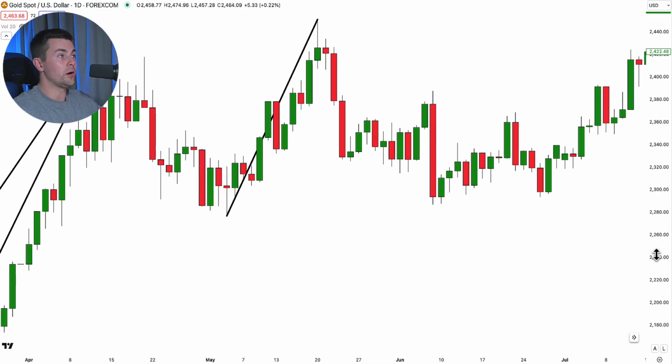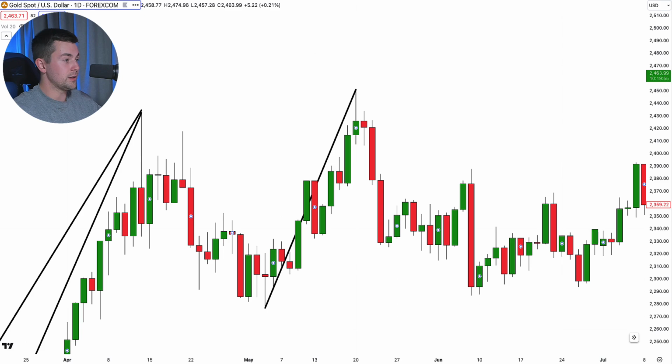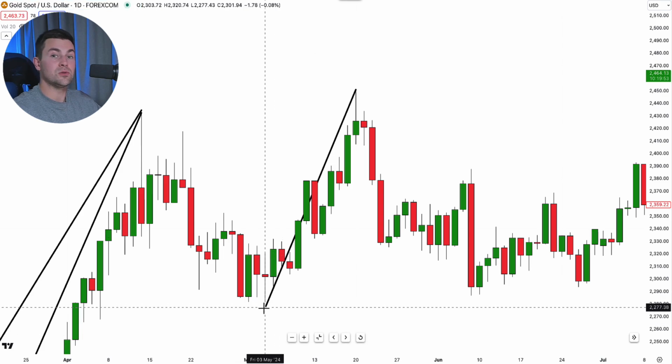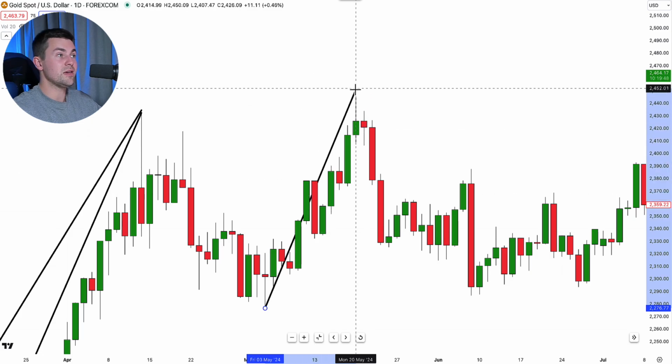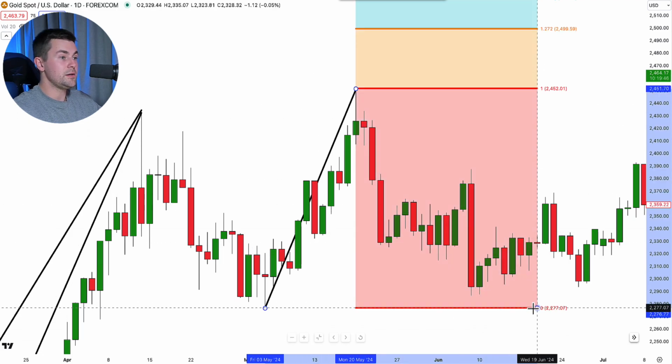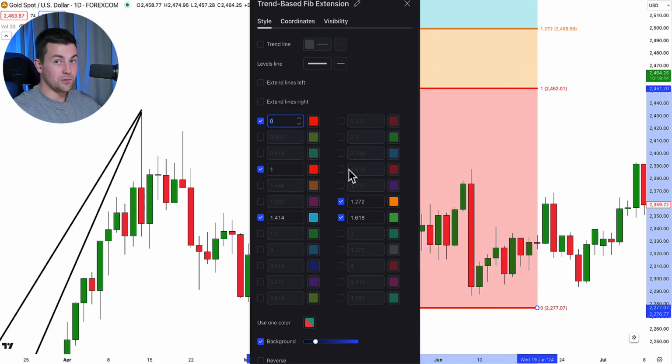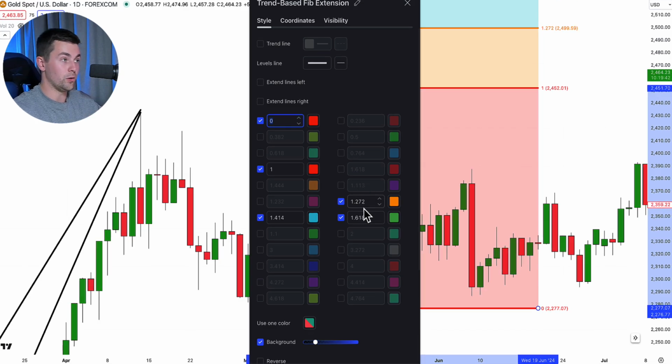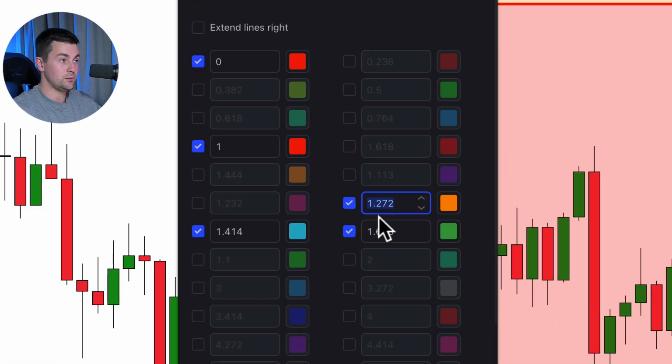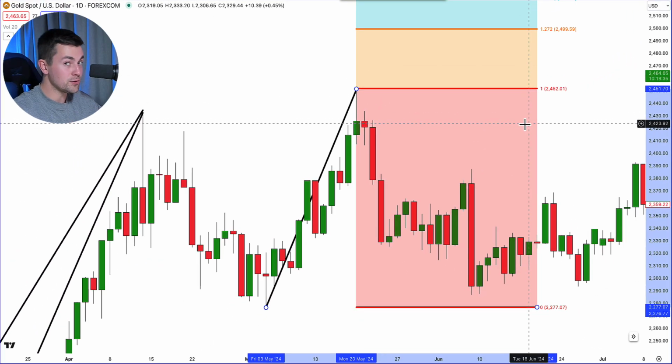Let's take our smallest impulse. Let's take the Fibonacci extension and we draw the extension strictly from the low of the impulse to the high of the impulse. And here let me show you which Fibonacci levels you should look for. You should look for 1.272, 1.414 and 1.618. These will be the most significant Fibonacci extension levels.